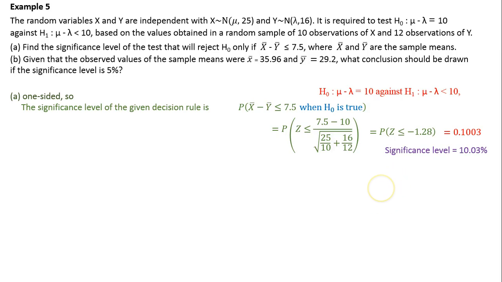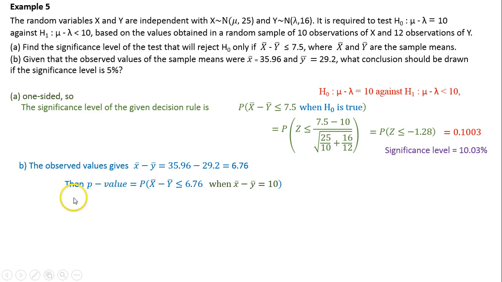That is the value where we decide if they are equal or not. If they are, the difference is equal to 10 or not. So the observed value, so part B now, given that the observed values were those two, what conclusion should be drawn if the significance level is 5%? So we have two values, so their difference in means gives us 6.76.